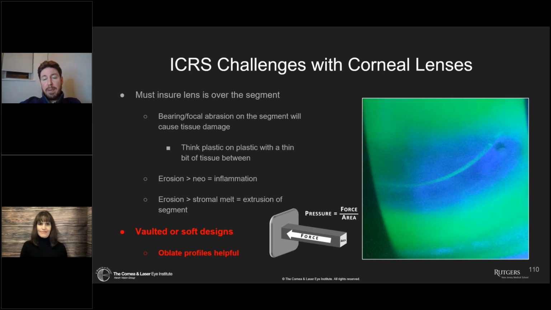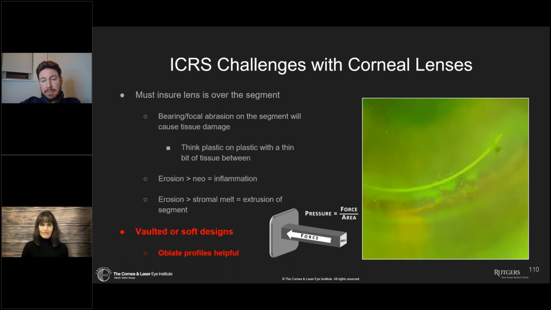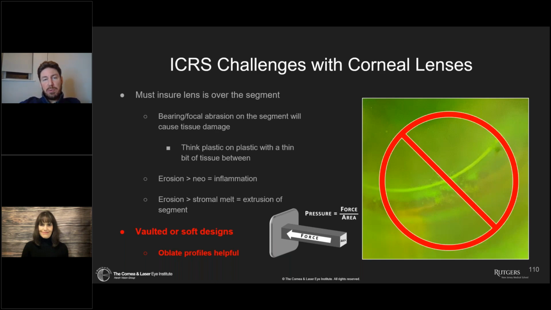But basically what would happen is if we cause force to it, we end up with rubbing, breakdown of that epithelium because of the plastic sandwich, if you will, of that tissue there. And over time, that can lead to inflammation, neovascularization, sometimes even stromal melt and extrusion of the segment. So you can see the breakdown of that tissue. We want to avoid that.